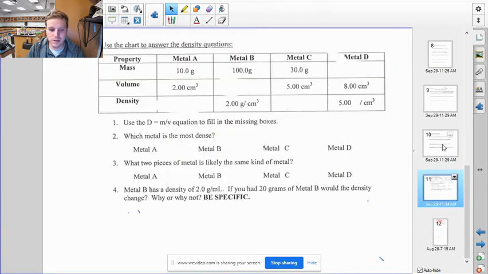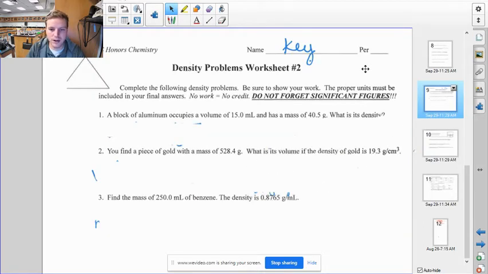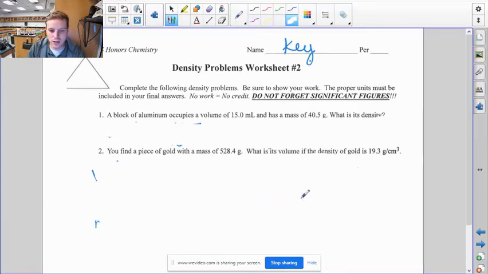Which one of these do I want to do? How about we try... let's try number 2 on worksheet number 2. Okay. So this is, you find a piece of gold with a mass of 528.4 grams. What is its volume if the density of the gold is 19.3 grams per centimeters cubed?